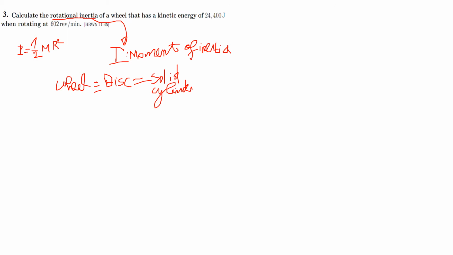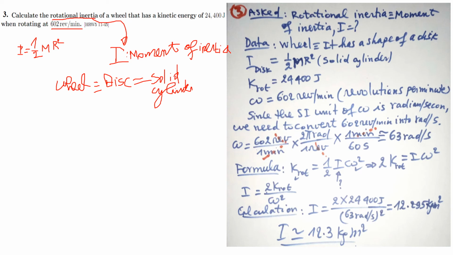And we are given that the kinetic energy is equal to 24,400 joules when the wheel is rotating at 602 revolutions per minute. As an answer, we first write down the data. The first data is the wheel. As I stated, a wheel is having a form of a disc. A disc is considered as a solid cylinder. And here we need to write the moment of inertia of a solid cylinder or a disc.